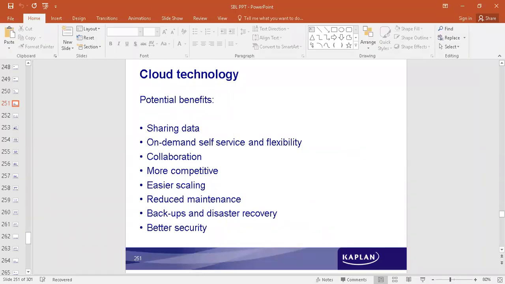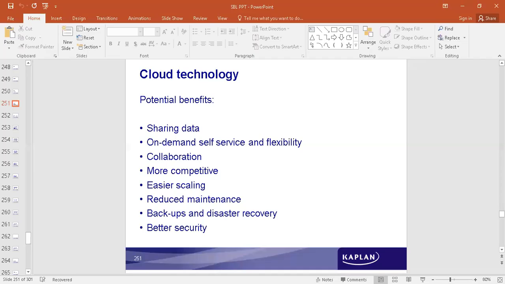What are the potential benefits of cloud technology? First thing is sharing data. The best possible example we can give about cloud technology is during this lockdown, almost all software companies have run in the regular normal manner. Even if the employees did not visit the physical location of their offices, still the work did not stop. They have continued that way.